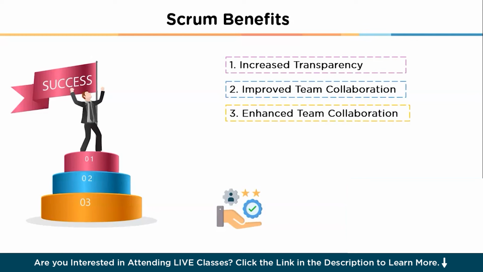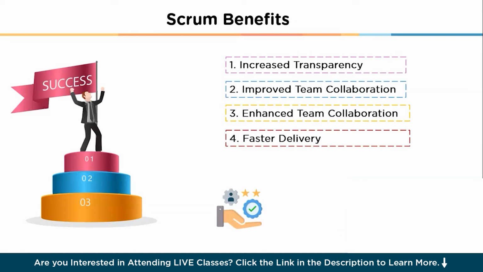Next one we have is enhanced ability to adapt to changes. Scrum's iterative approach allows teams to quickly adapt to changes in requirements, market conditions, or customer feedback. By delivering small functional increments regularly, the team can gather feedback and make necessary adjustments. This flexibility ensures that the product remains aligned with the stakeholders' needs and expectations.